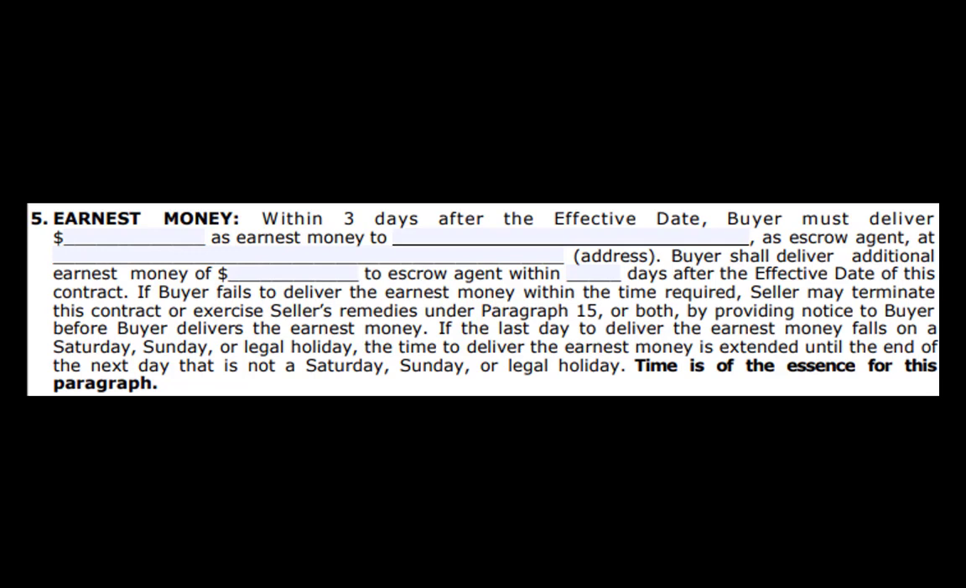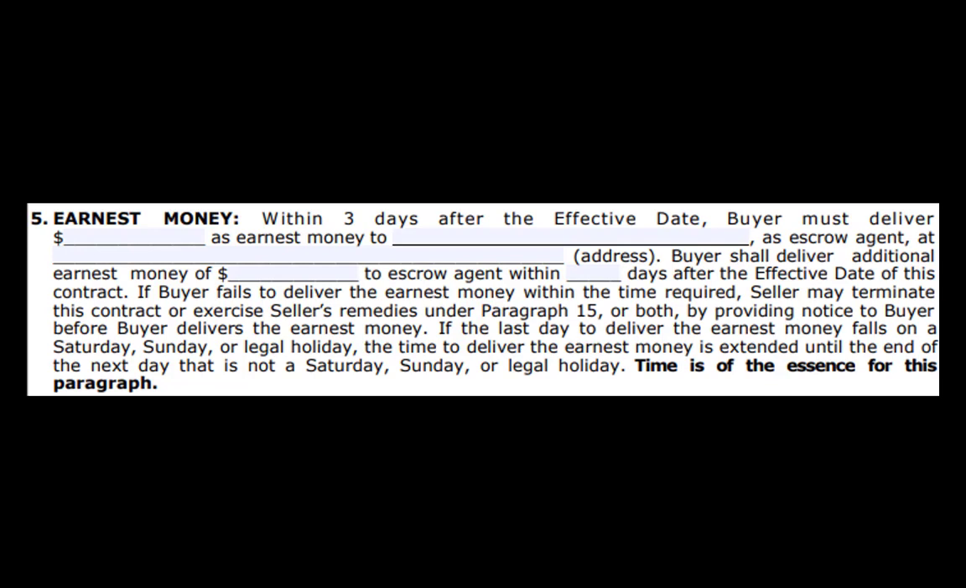Let's talk about the rest of the blanks in this paragraph. It says the buyer must deliver blank as earnest money to blank. So you're obviously going to put the amount of the earnest money in that first blank there, and then the escrow agent name in that second blank. And then it says at blank address. And so obviously you're going to put the address of the title company or the address of the attorney's office or whatever in that second blank.